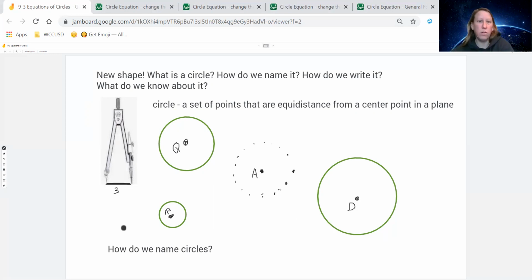So if I was going to write it, I would write on my paper, circle Q. This is the symbol for circle. You just hand draw a little circle. Some books put a dot in the middle, some books don't. The name of the circle is the center point. All right, what else do we know about circles?